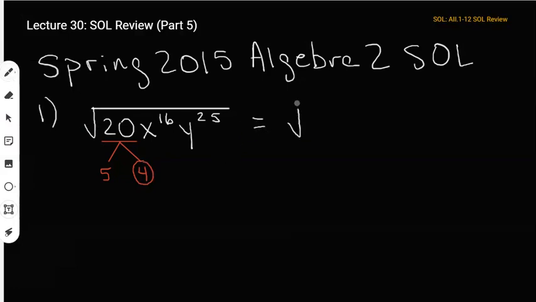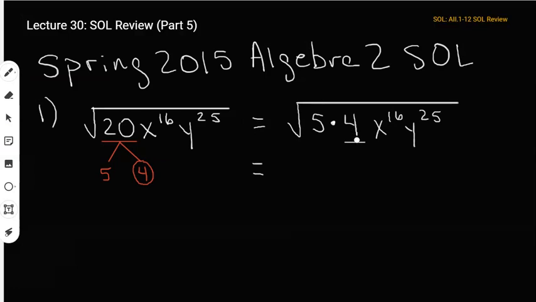Okay, so now what I want to do is I want to rewrite this. I'm going to use 5 times 4. So just breaking up the 20 into 5 times 4. That's all I'm doing right now. And I'm going to underline the 4 because I'm going to take that out. And then I'm still going to have the x to the 16th power and the y to the 25th power. Those stay the same for now.